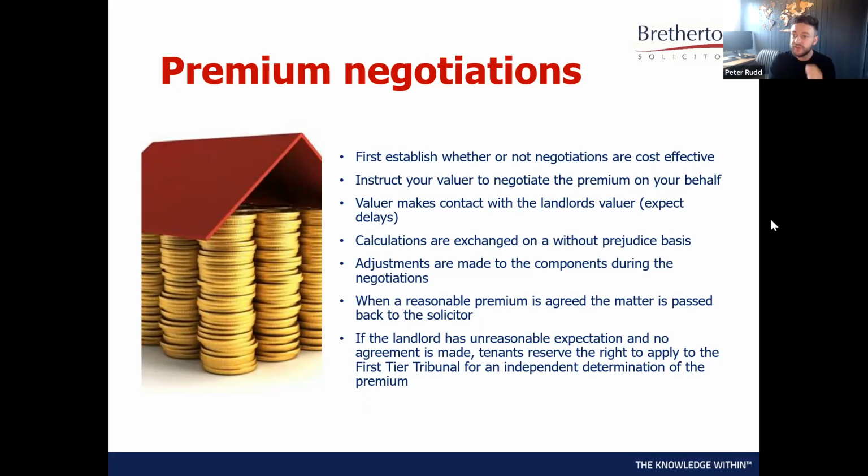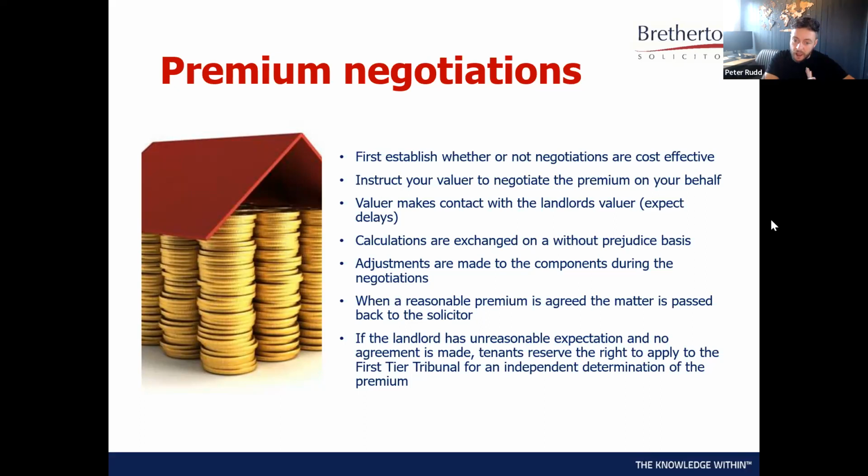So as Verity says, when the counter notice is returned, you have 6 months to agree something called the terms of acquisition, and the premium is one part of that. So in an ideal world, and more often than not, the valuers will be able to agree a premium. And when that premium is agreed, your valuer will come back to you, advise you of the premium, and ask for your instructions for that to be accepted on your behalf. And you'll simply go back to the valuer, this time not without prejudice. You can go back in open correspondence to advise them that the premium is agreed.